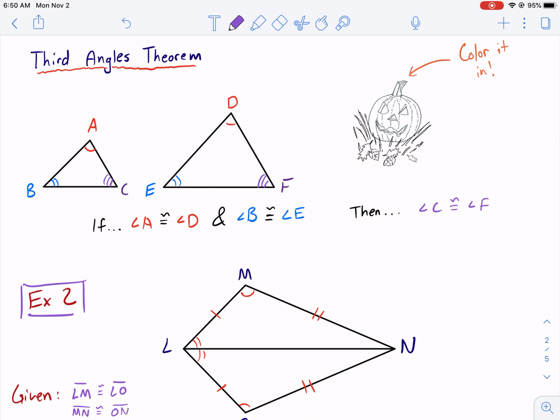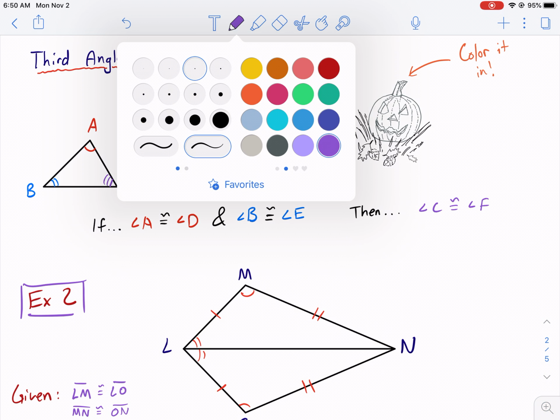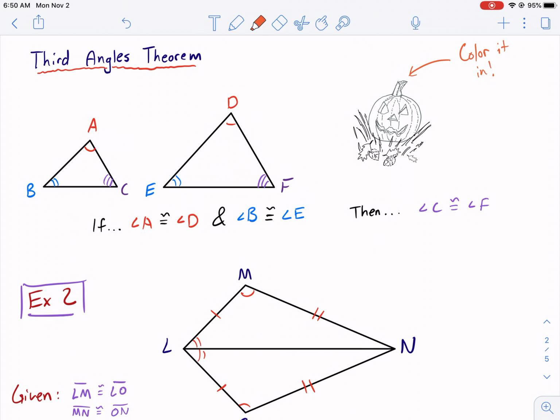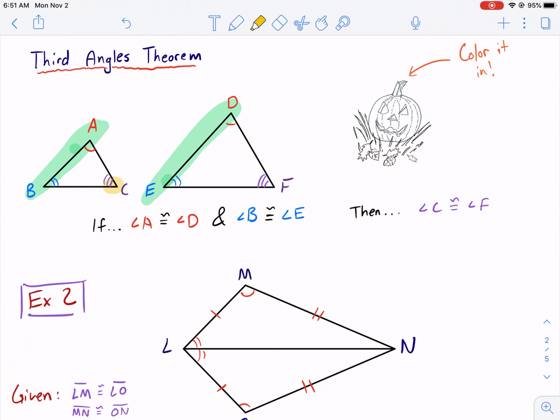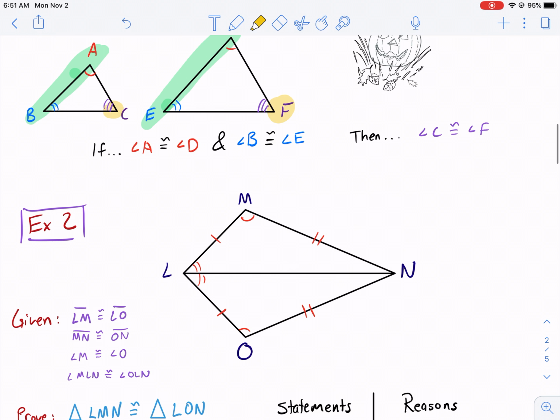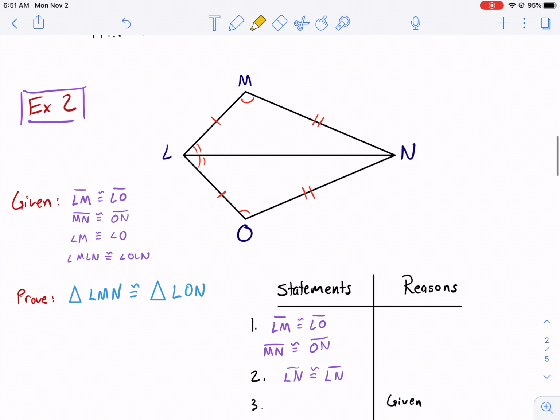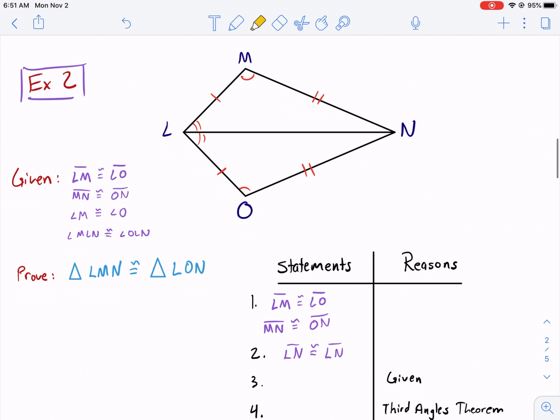Why does that work? Well, if we know that two angles, okay, so let's highlight this, light green. If we know that these two angles are the same, this third angle needs to add up to 180 with the green angles. So if they both need to add up to 180, the same number, then they have to be the same measure. So that's why C and F have to be the same. So that's actually a pretty useful theorem that we'll use in example 2.